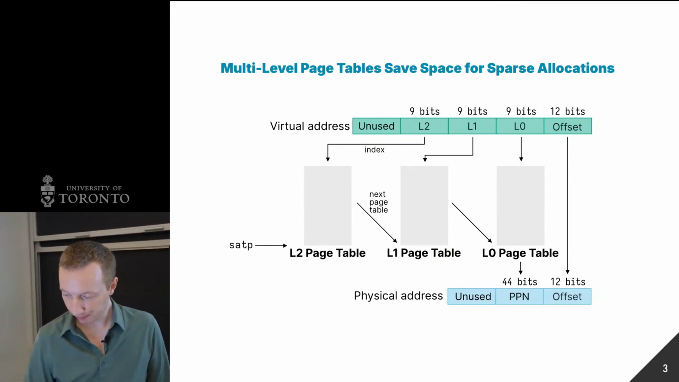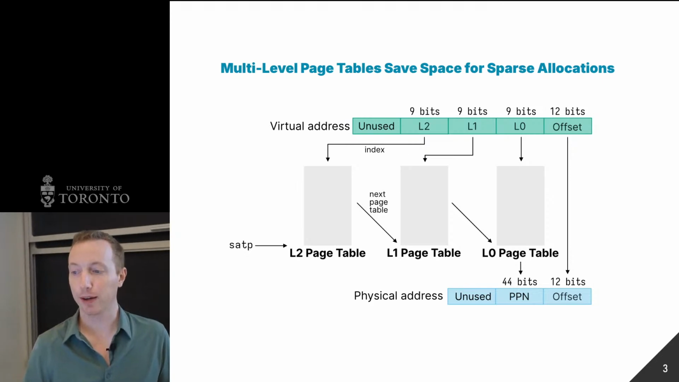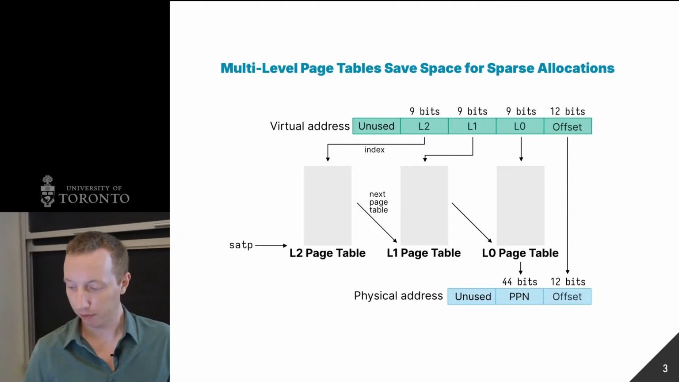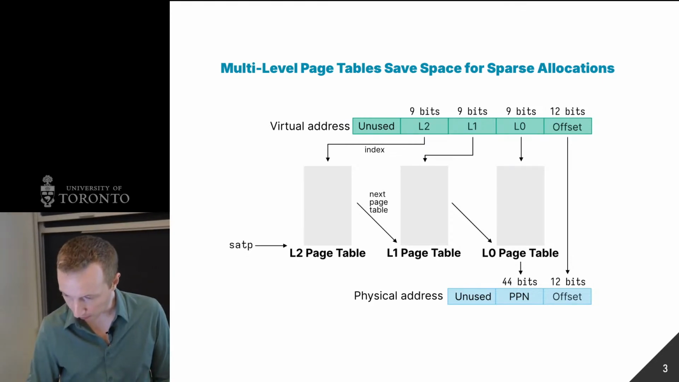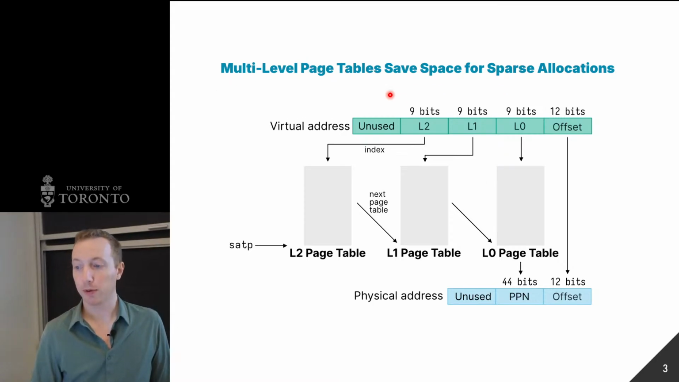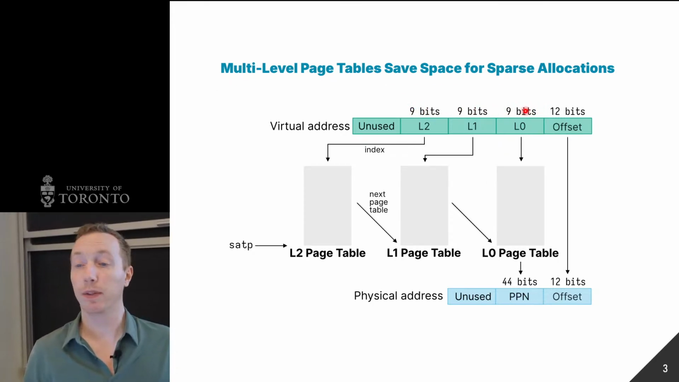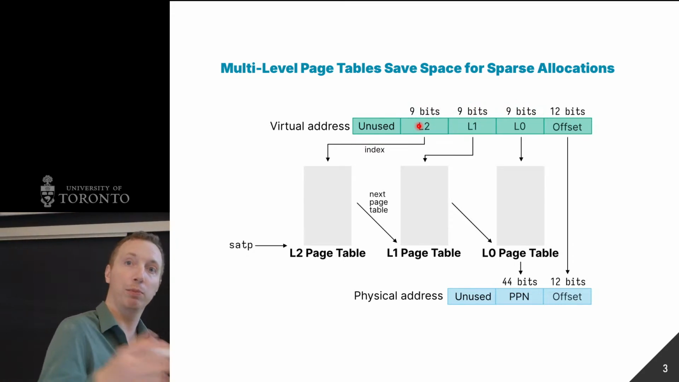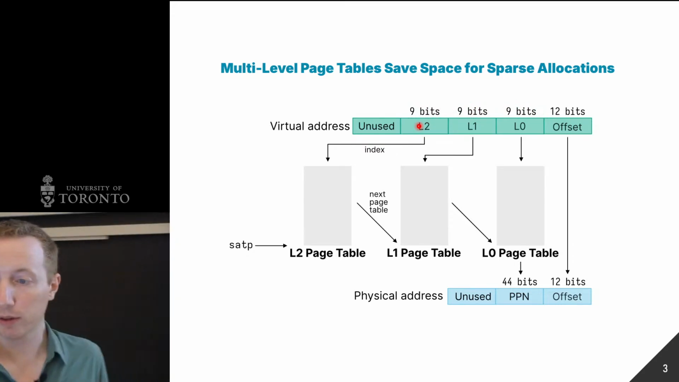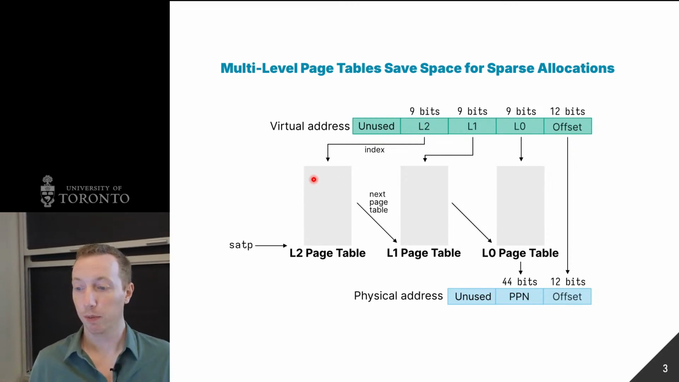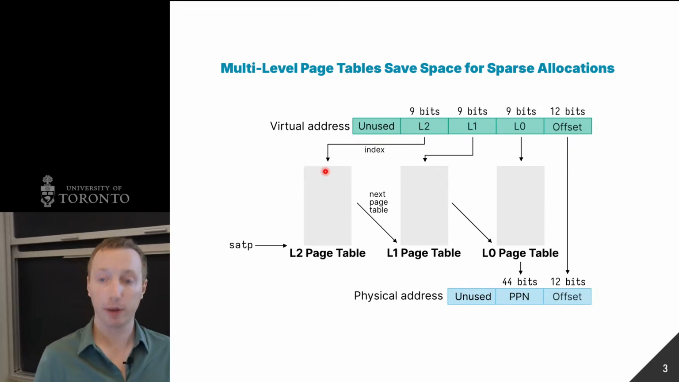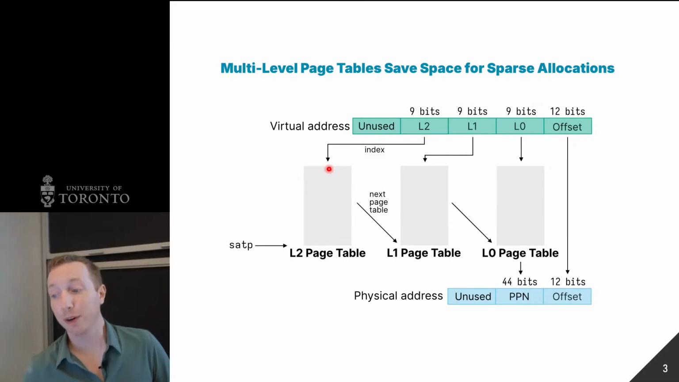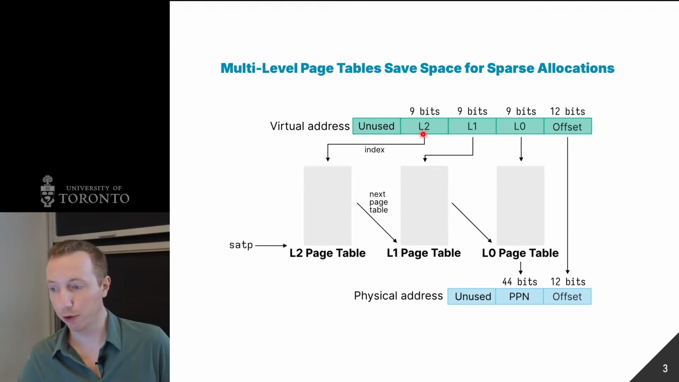So now we take that virtual address, and instead of just having all of this for the virtual page number, we split it out into multiple levels. And each level of this page table will fit on a page. So now to translate the address, we have to go through a few more hoops.